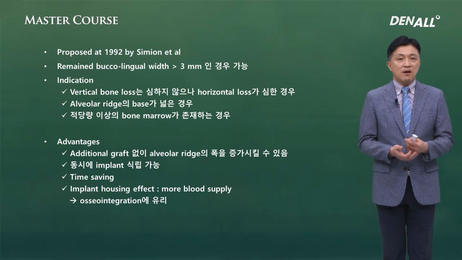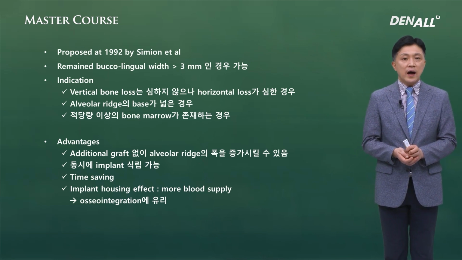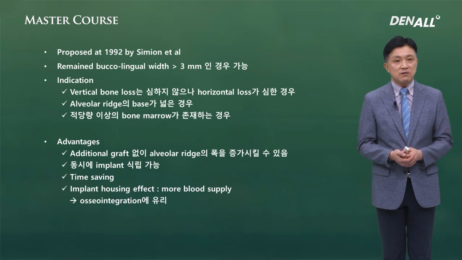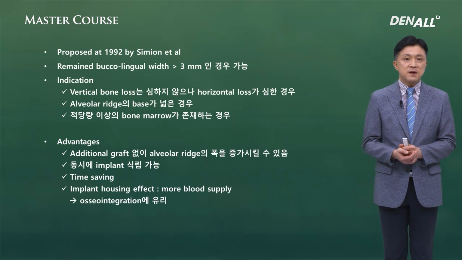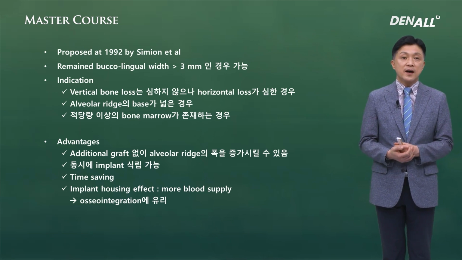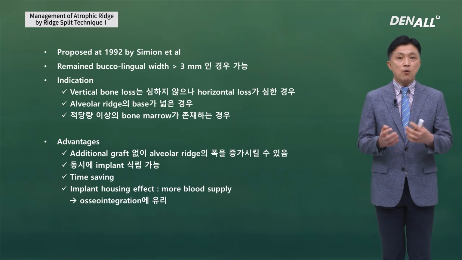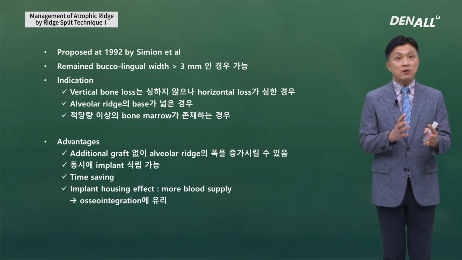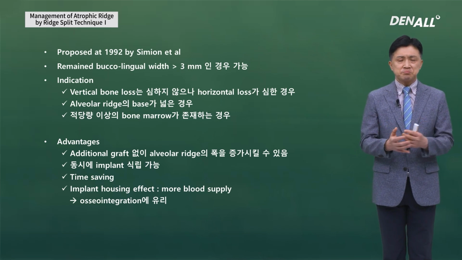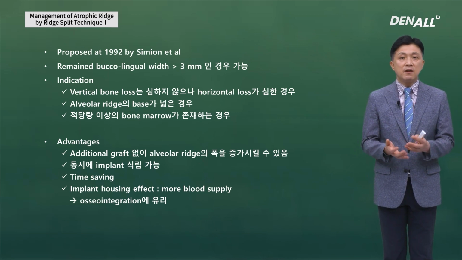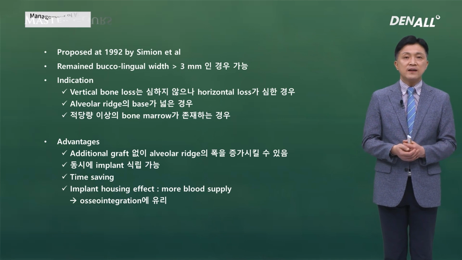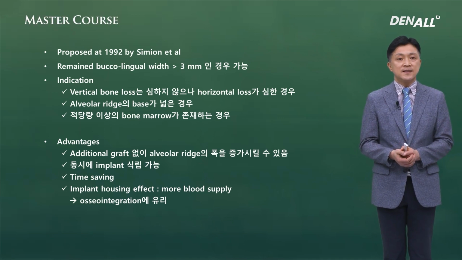The benefit is that without additional graft, the alveolar ridge width can be increased, implants can be placed, time can be saved, and an implant housing effect can be had. The implant is surrounded by bone, therefore there's more blood supply, leading to accelerated regeneration.